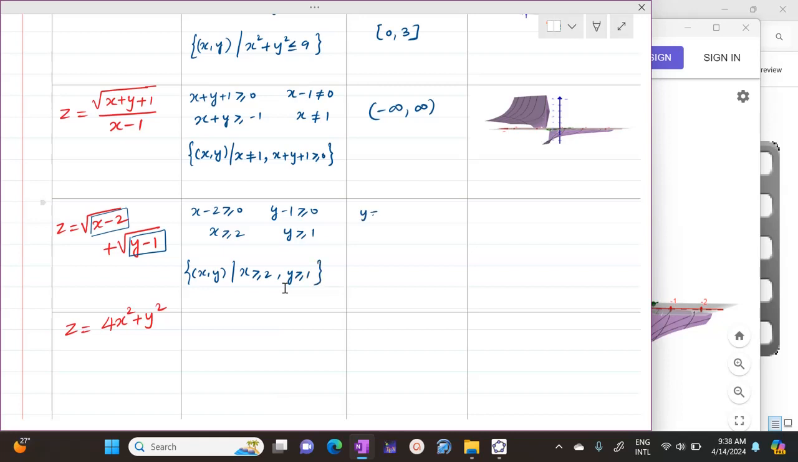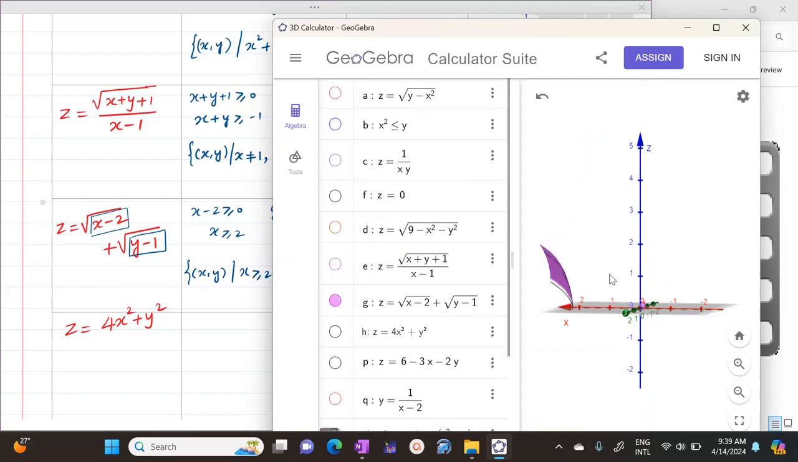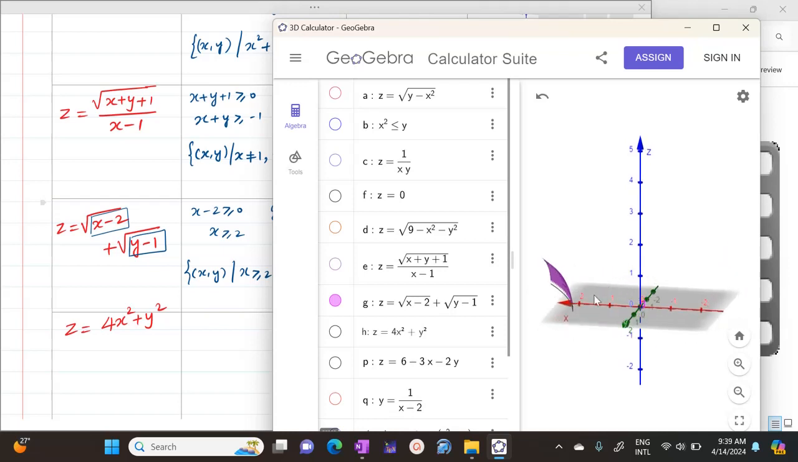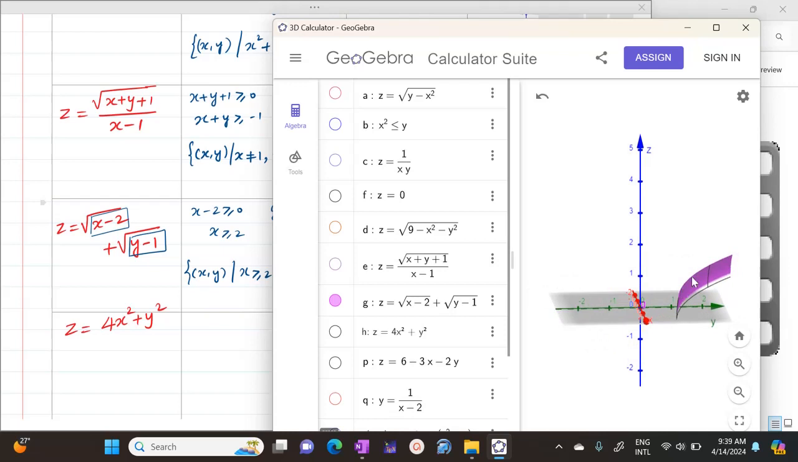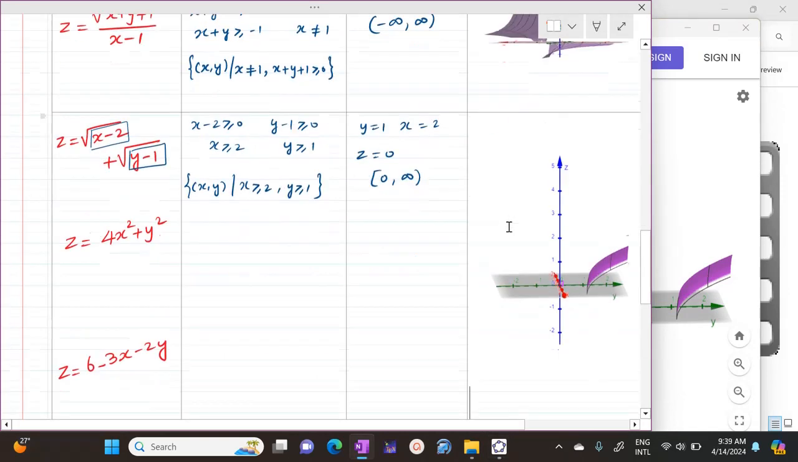When I substitute x equals 2 and y equals 1, the z value is equal to 0. It will start from 0 to infinity. This is the range. Now, if you draw the graph of this one, the x value starts from 2, and the y value starts from 1. So this is the diagram, and it is going from 0 to infinity. So it is export, clip, and here paste.